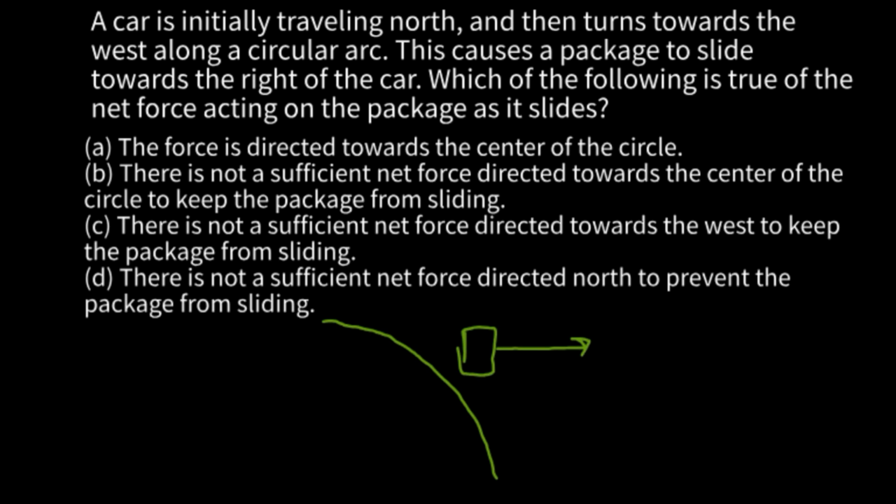Alright, so immediately we can cross out A, because if the net force were directed towards the center of the circle, then the box would also be following the same path as the car. And D does not make sense in the context of the situation.